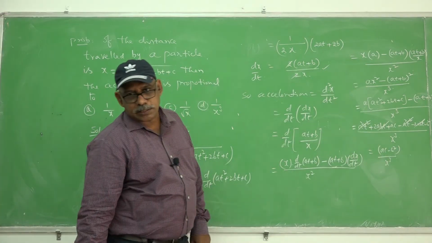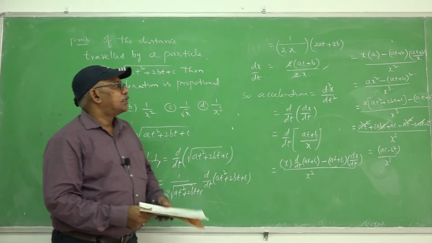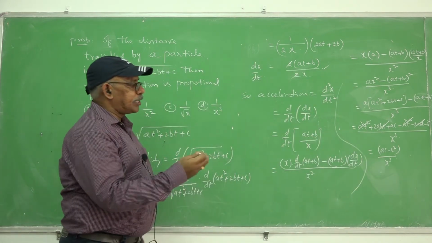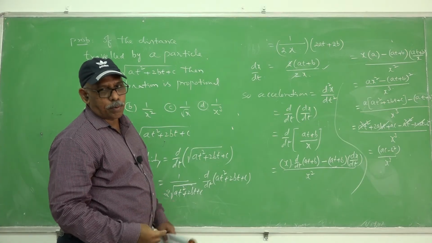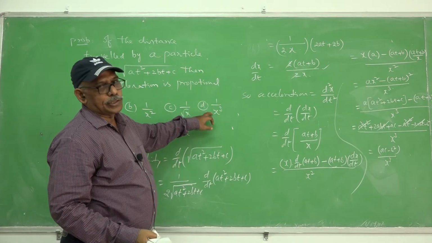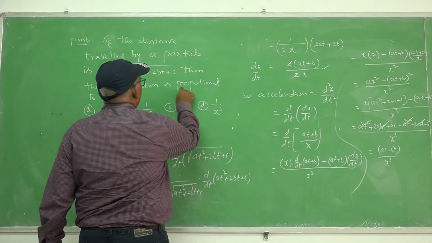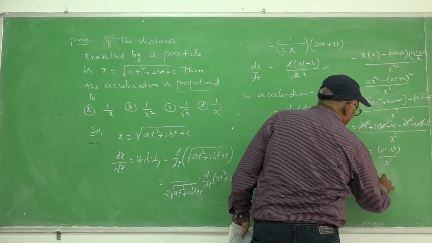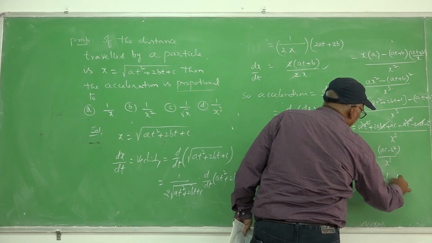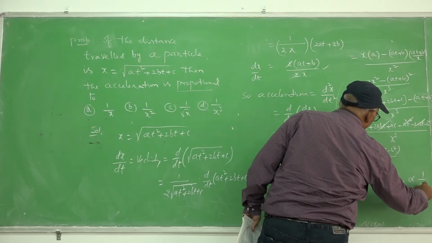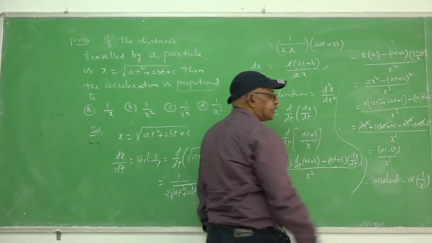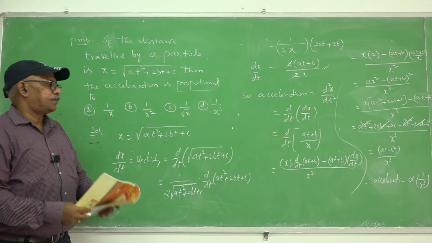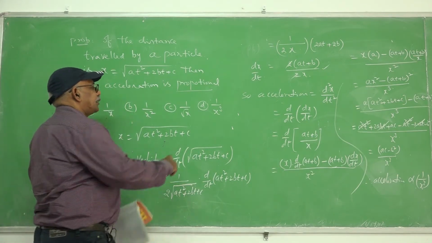But ac minus b square is a constant here. So the acceleration is some constant by x cube, hence it is directly proportional to 1 by x cube. The proportionality constant is ac minus b square. So the right option is D.